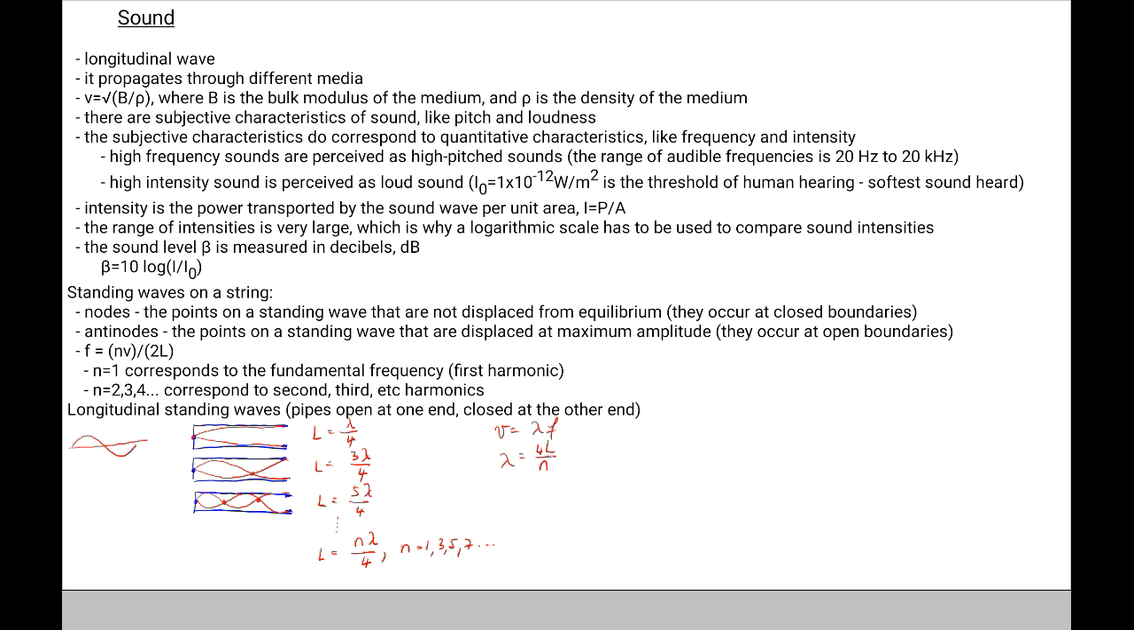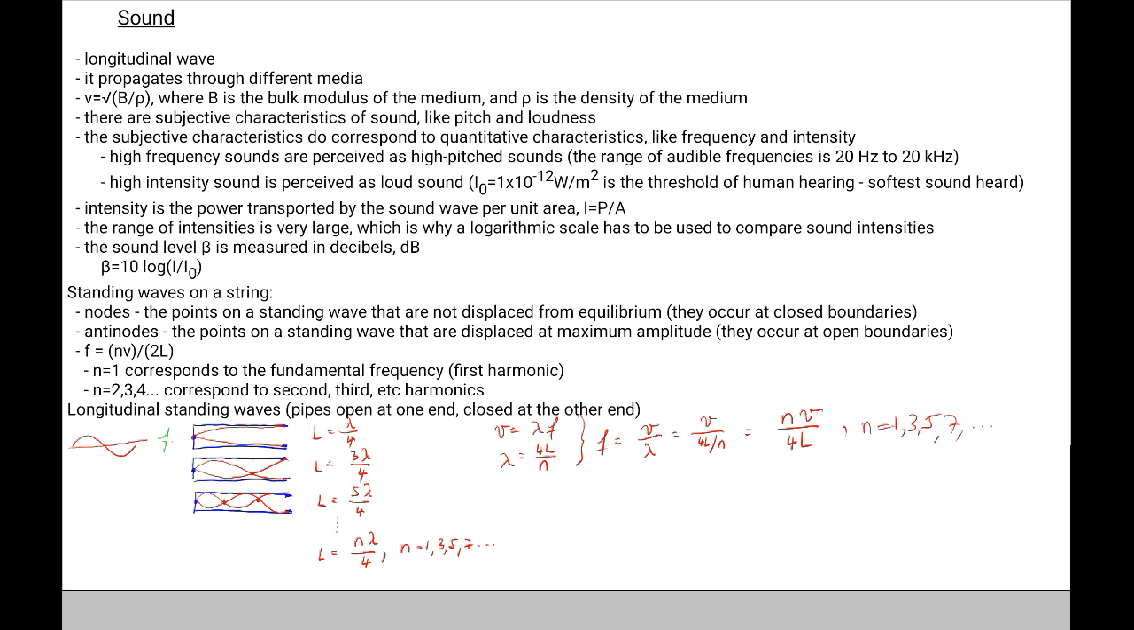And we want to solve for the frequency. So frequency is V over lambda. So that would be V divided by 4L over N, or frequency would be NV over 4L. So that is the frequency, and we have to remember again that N is 1, 3, 5, 7, and so on, odd integers.